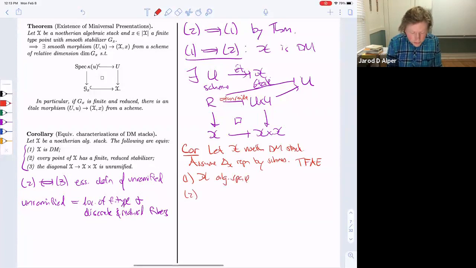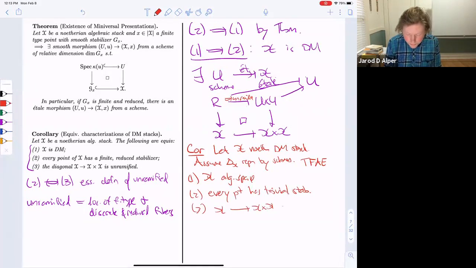Two is that every point has trivial stabilizer. And three is that the diagonal is a monomorphism. And this last property is clearly equivalent to requiring that X is equivalent to a sheaf.